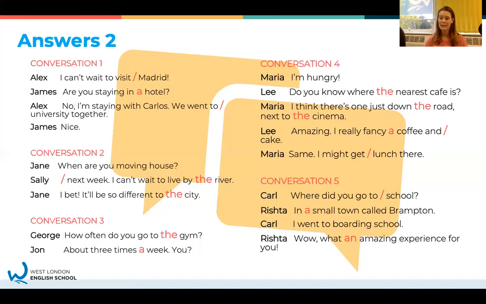This is because it's a place in a town. We had the theatre, the cinema, the library, the gym. They all use that. And then we've got 3 times a week. So when we're talking about how often we do something, we use a.